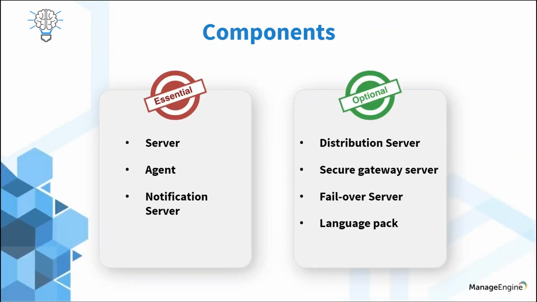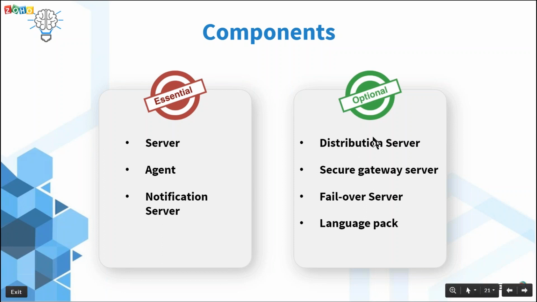Now, what are the components that you need to run this application? These are the essential as well as optional components. The Desktop Central server is the central component that you will install. It provides the interface to the management console. The agent is also an essential component. You need this to be installed on the machine that you want to manage. There is another component called notification server, and this is a major component. We will talk more about this in our upcoming slides.